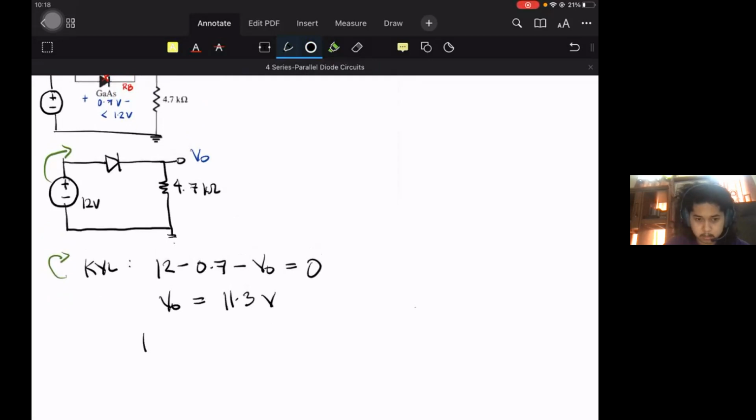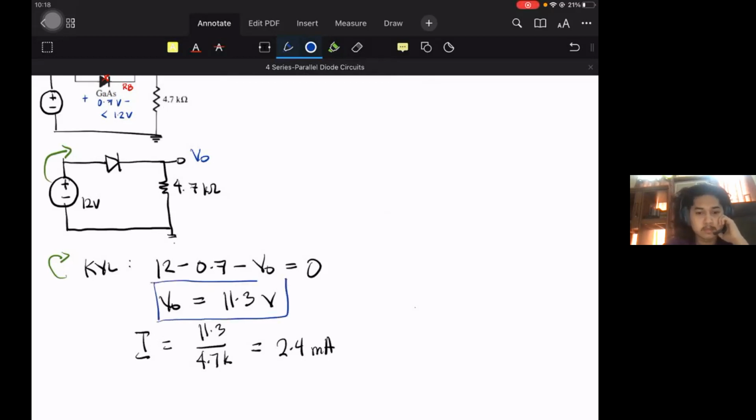Solving for the current I, the current in the resistor and in the diode, the circuit current I is equal to 11.3 divided by 4.7K. Therefore, the current is equal to 2.4 milliamperes. Yes, sir. Okay, thank you. So, final answer. Before I proceed, any question?